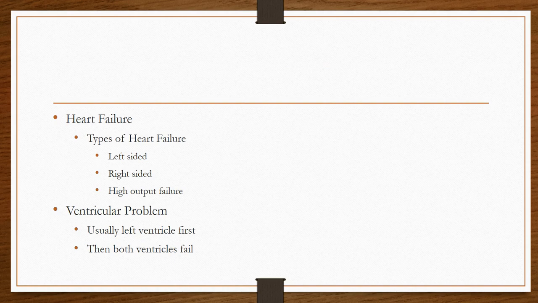All right, so let's see here. Heart failure. There's three different types of heart failure. So there's left-sided heart failure, right-sided heart failure, and high output failure. This is usually a ventricular problem. It's usually left ventricle first, and then both ventricles actually fail.